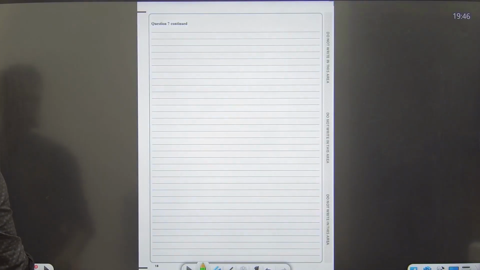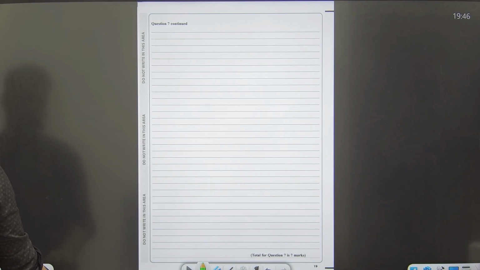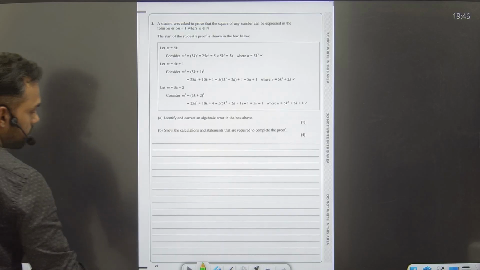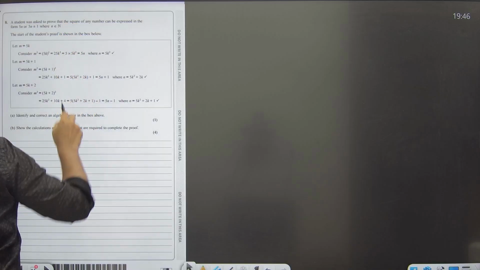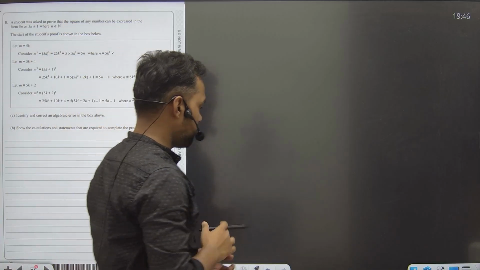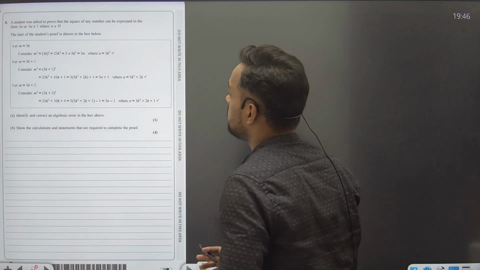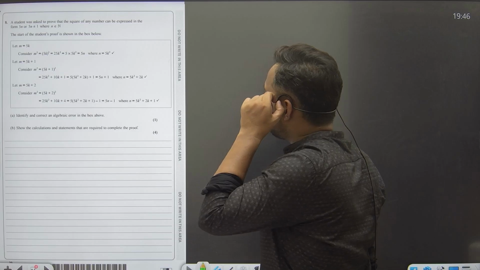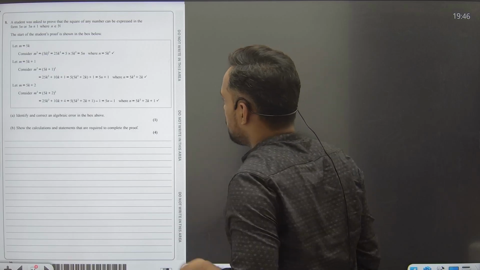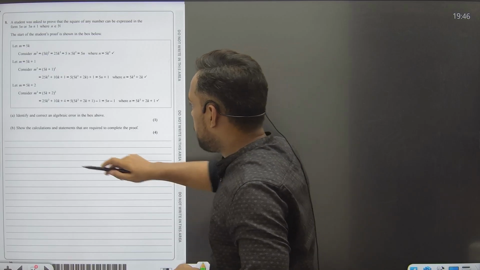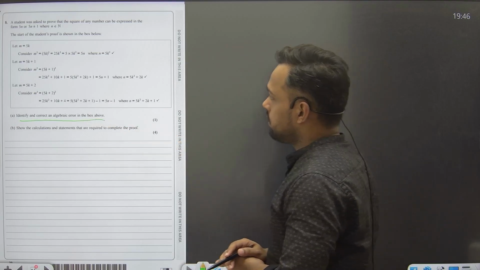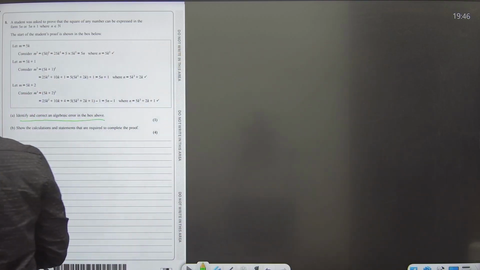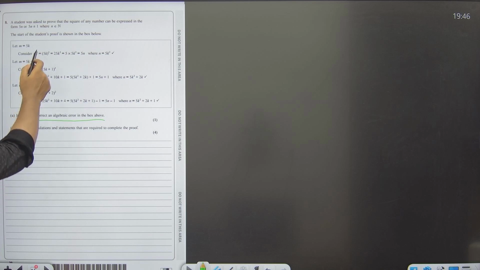Now comes the 7th question. Sorry, now comes the 8th question. It is the principle of mathematical induction. The first part is to identify and correct an algebraic error in the box above. So the student has kept the value of m equals 5k.